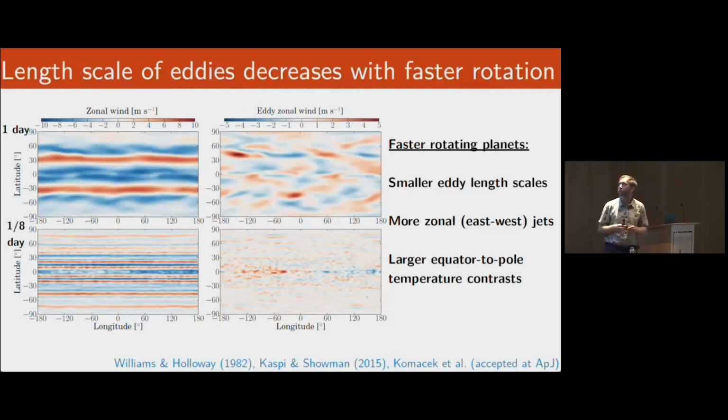This was alluded to earlier today. And so for faster rotating planets, we have smaller eddy length scales. We can fit in more zonal jets. And also, I'm not showing it here, but the equator to pole temperature contrast also increases with increasing rotation rate. So the question is, can we explain this, how the large-scale circulation changes, in a simple analytic way?